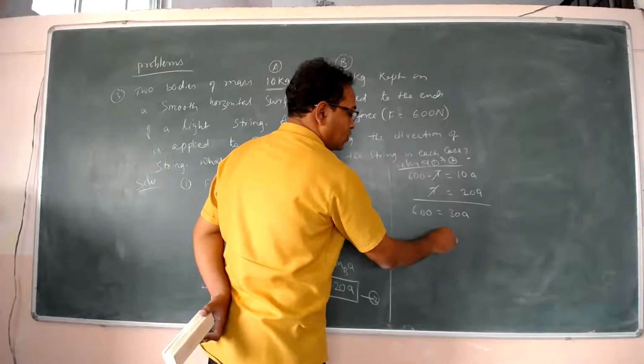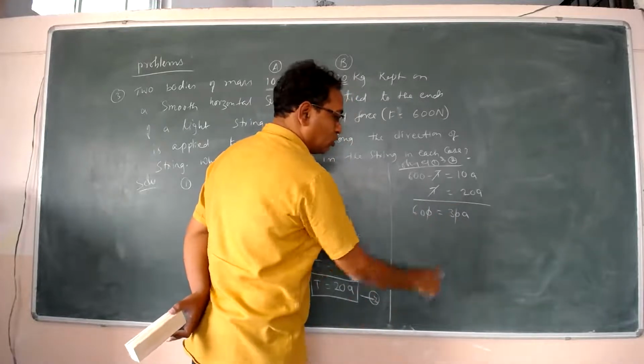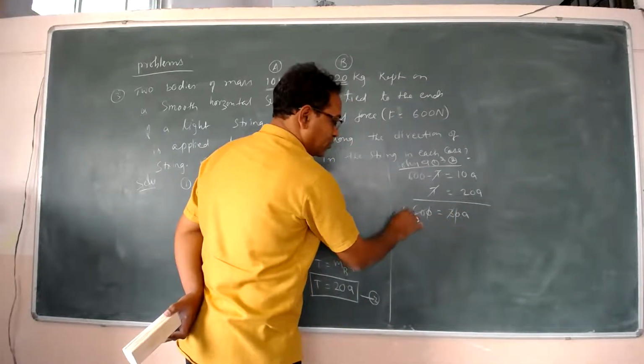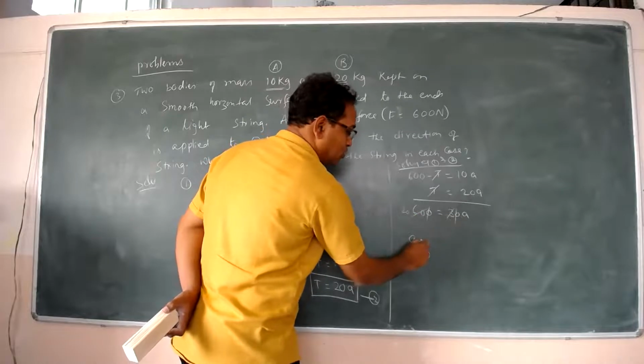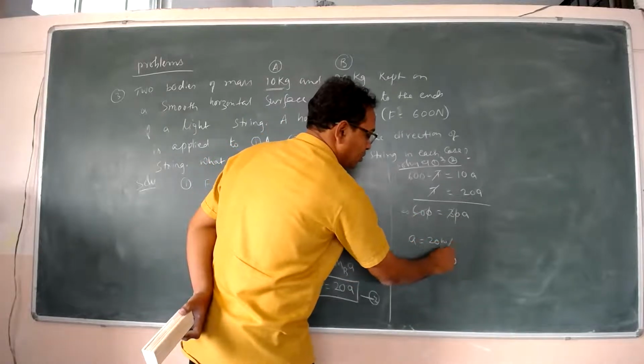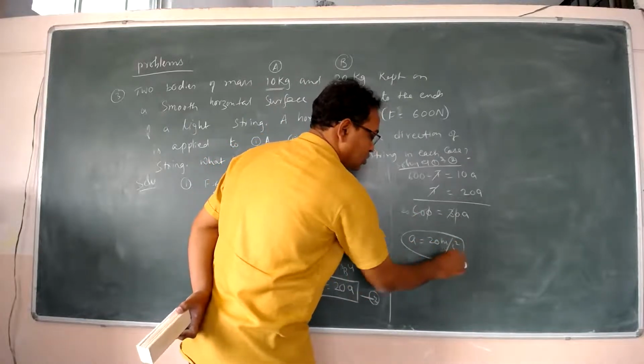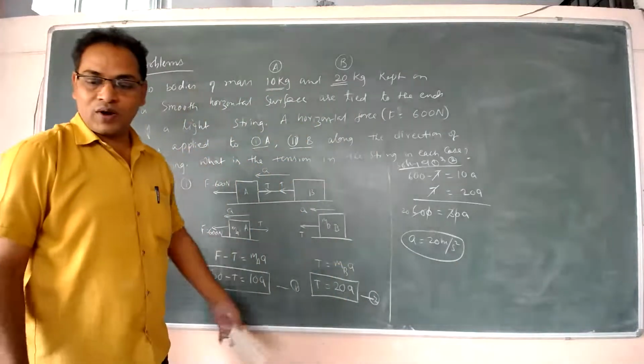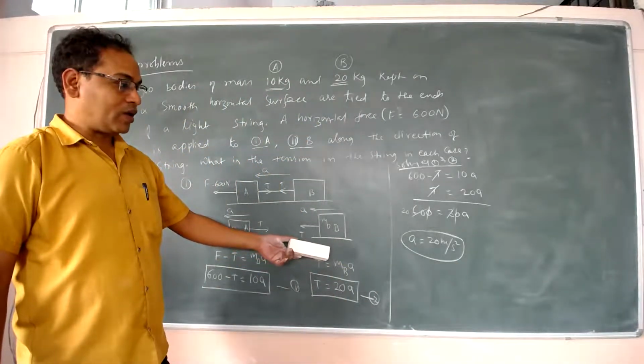If you add up, these two will get cancelled, 0, 0. Therefore, this will get cancelled by 20 times. Therefore, A is equal to 20 meter per second square. So this is the acceleration I am getting. So finally, I have calculated the acceleration.